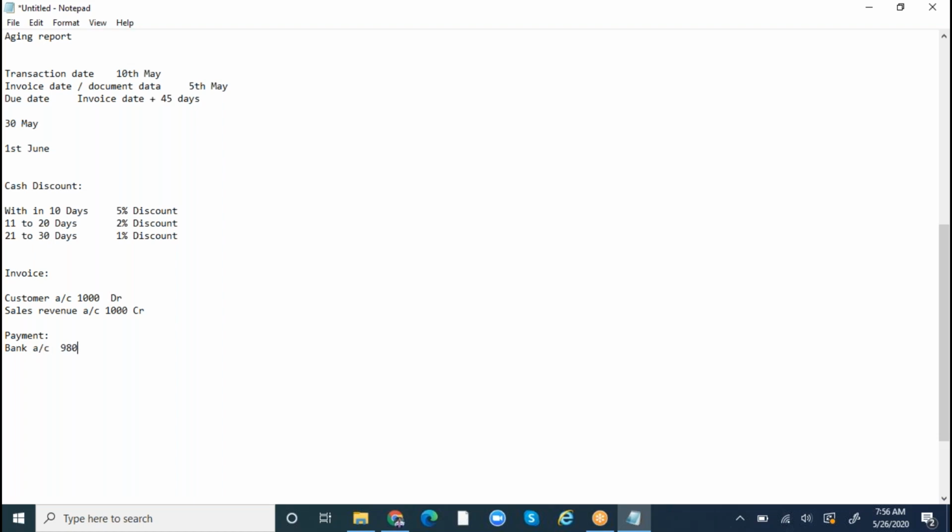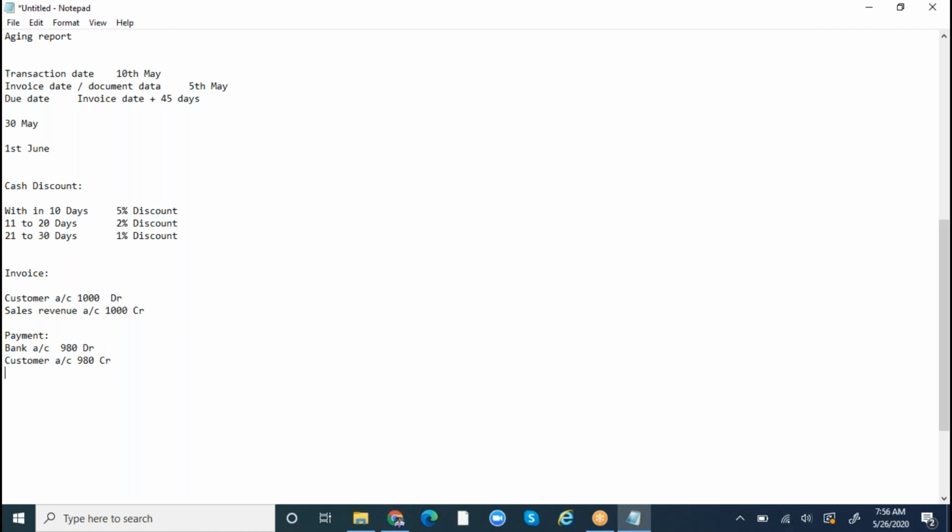Bank account 980 debit, because only 980 is received, to customer account credit 980, because I have received only 980. So there is a 20 difference between these two.